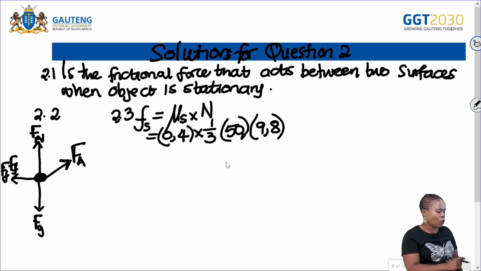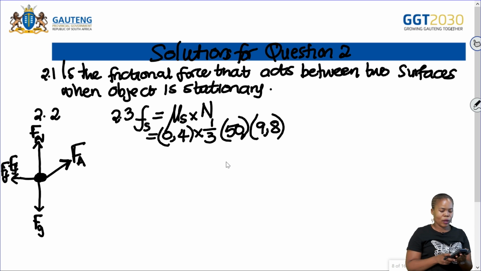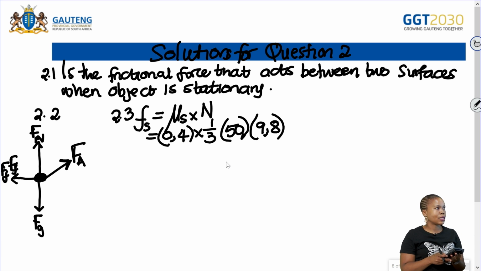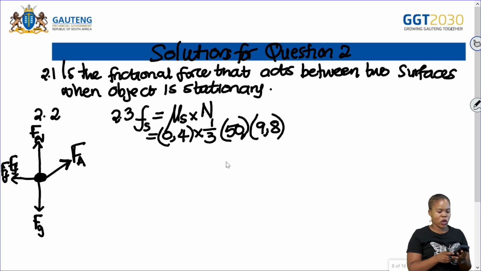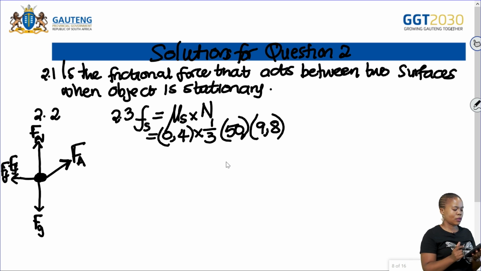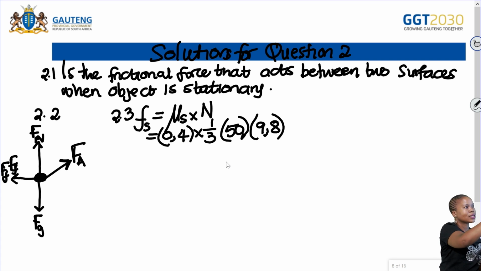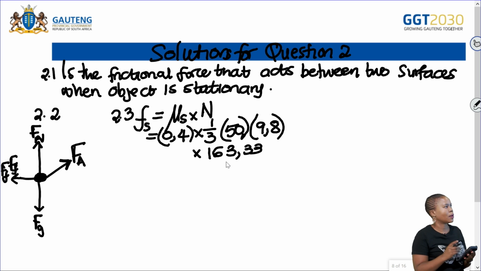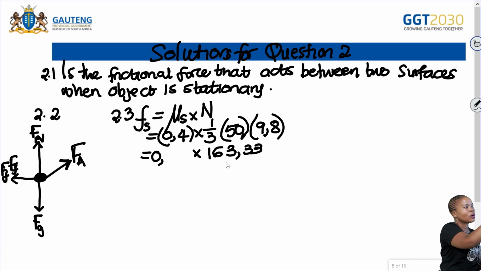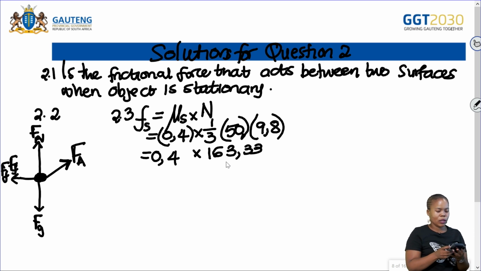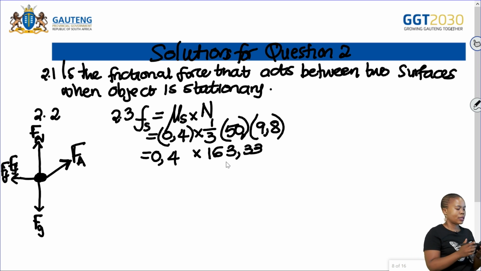So you put this in your calculator and say, what is 1/3 of 50 multiplied by 9.8? It's going to give you 163.33. There's a lot of 3's there. You just round it off to 2 decimal places, and then you drop down the 0.4. So 0.4 multiplied by 163.33. It's therefore giving us what?